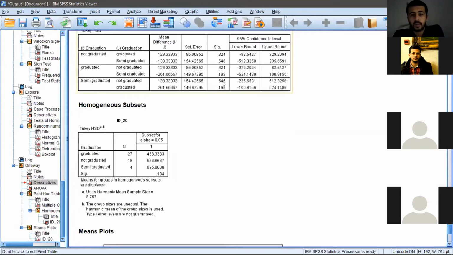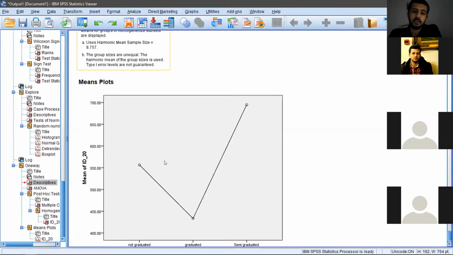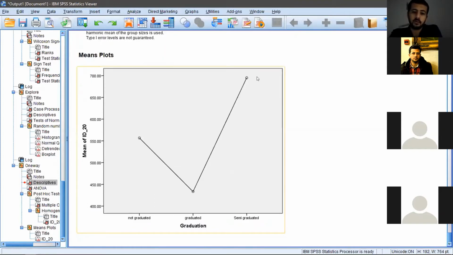And here we can find the significance of each one of those comparisons. And here you can find the difference between semi-graduated and graduated is really big. But for example, I don't think the difference between these 2 points will be significant, or between these 2 points is significant. Okay, so is there any question to me?